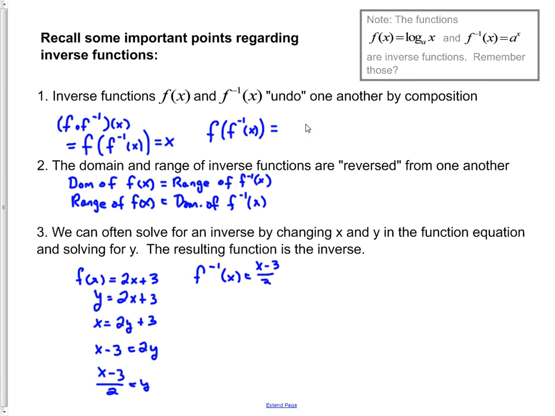testing them shows that if I take f of x, which is 2, and I multiply it by the inverse function x minus 3 over 2, and I add 3 to it, you'll recall that what should happen is that the 2's cancel right here, x minus 3 plus 3 should result in simply x. And it should work the other way around as well. And so when we have inverse functions, these were some important points to remember.